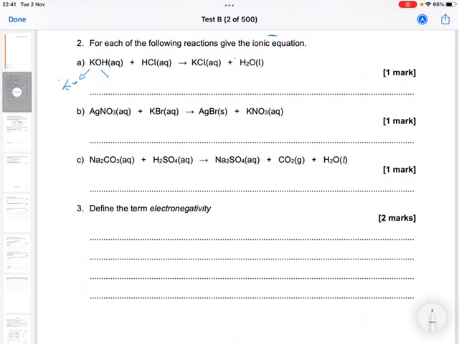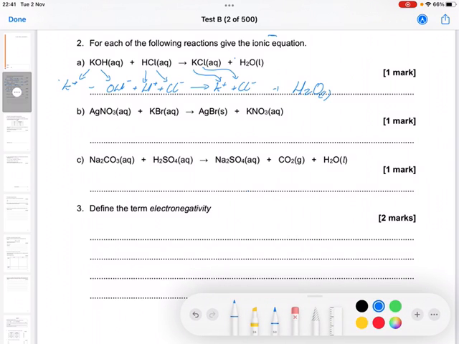So K plus, OH minus, and acid, H plus, Cl minus, gives... So that's ionic and aqueous, so K plus and Cl minus. And the water here cannot be dissociated because the state symbol is a liquid.